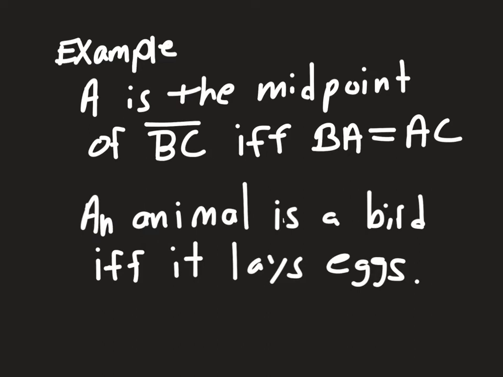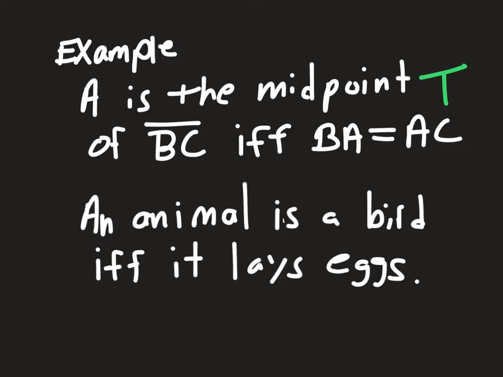An example of this would be the statement: A is the midpoint of line segment BC if and only if BA, the distance between B and A, is equal to the distance between A and C. That is a true statement, because if the distance BA is equal to AC, then A is in the middle, and so it is the midpoint. So it's working in both directions. This would be a true statement.